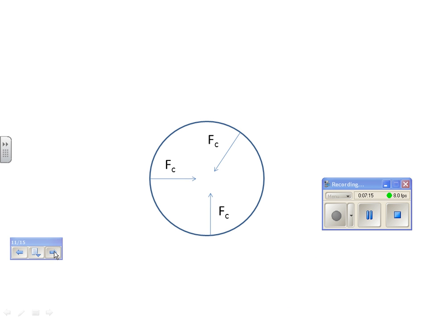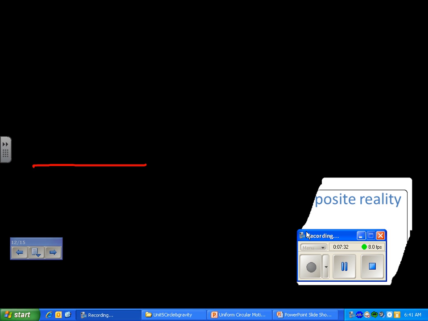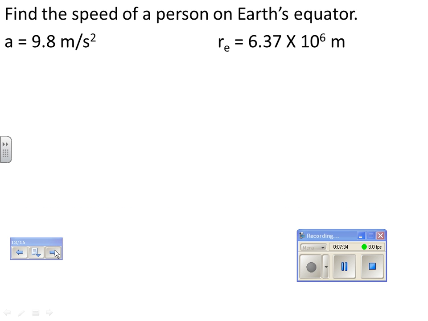So I mentioned a while ago, the centripetal force vectors are towards the center, because centripetal means center seeking. I didn't add this to your notes, but I did just remind you, we did talk about centrifugal force. That's a fictitious force in a non-inertial frame of reference. So I just want to remind you of that. All right, now we're going to do a couple example problems together.